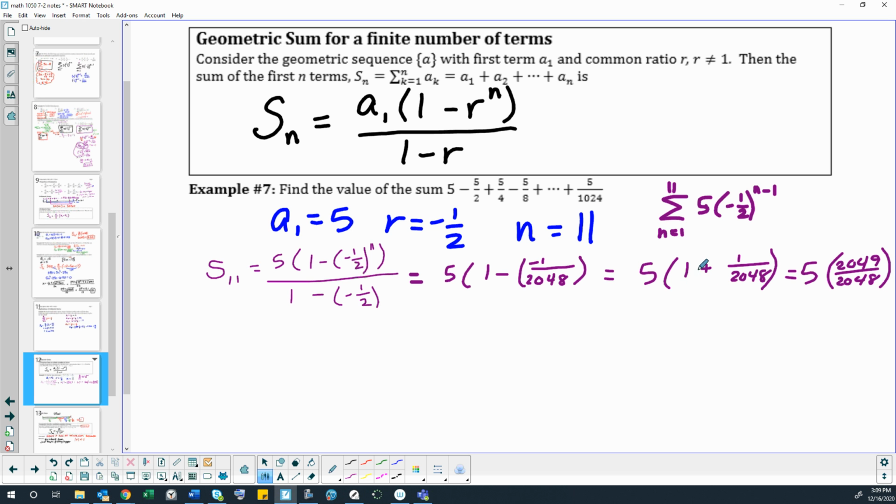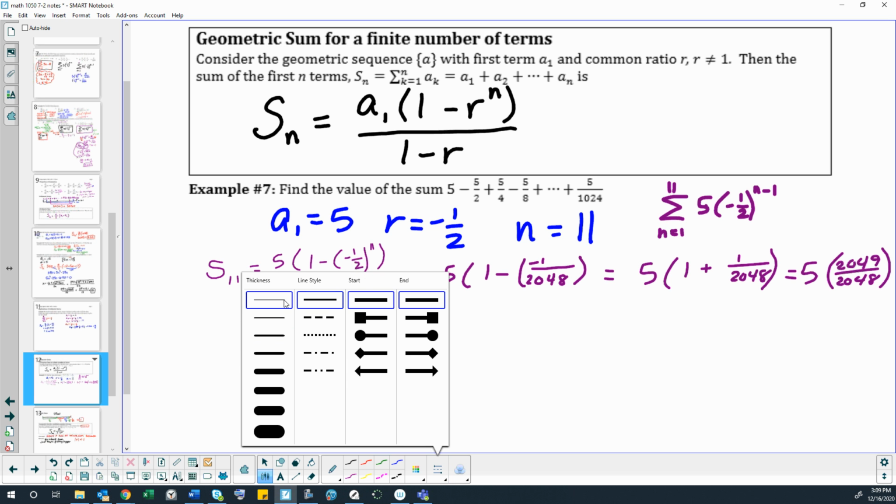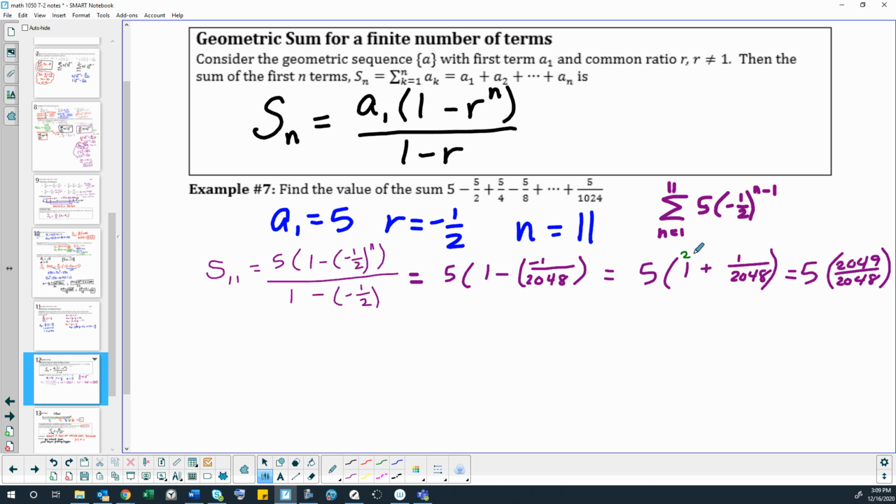Because we can get a common denominator here, turn this little part here into 2048 over 2048, because 2048 divided by 2048 will be 1, right? So we add that to this, and that's why we get 2049 over 2048.